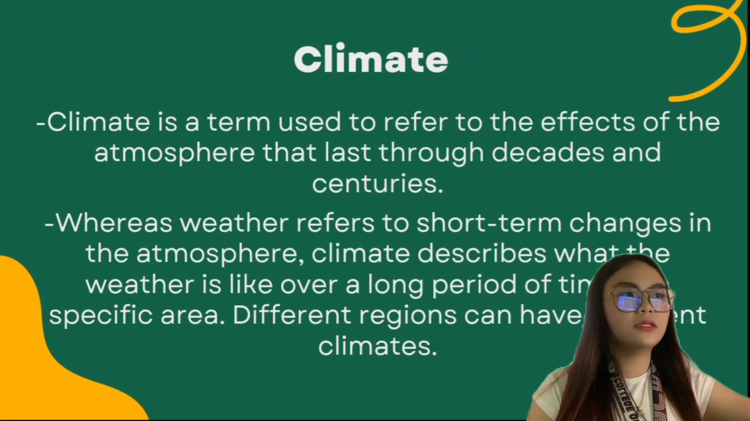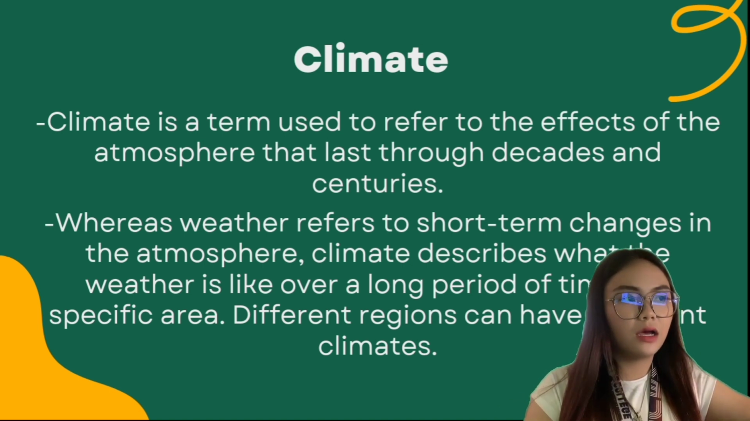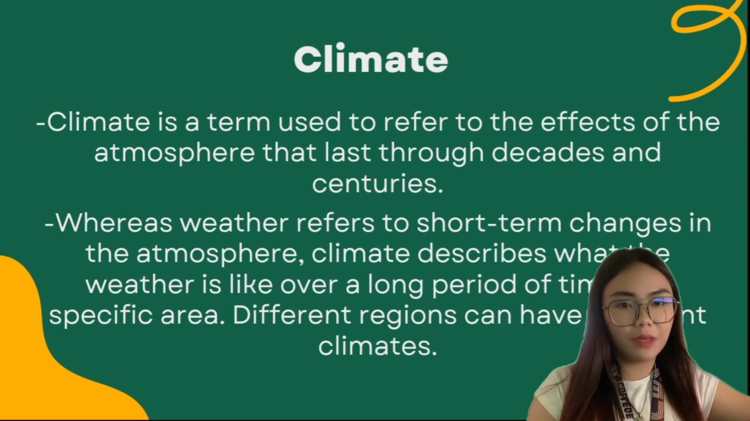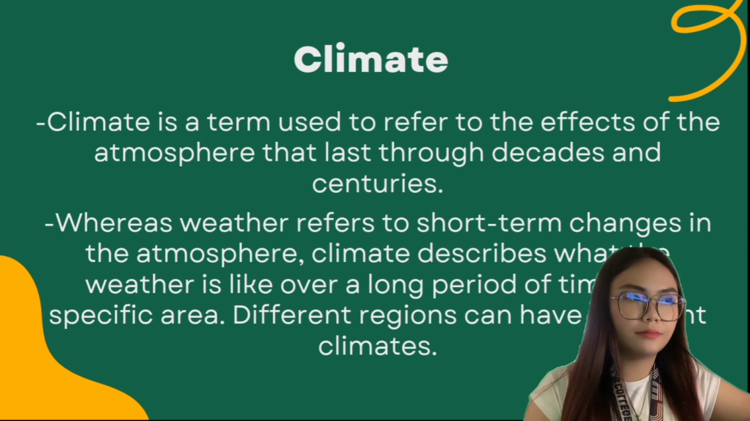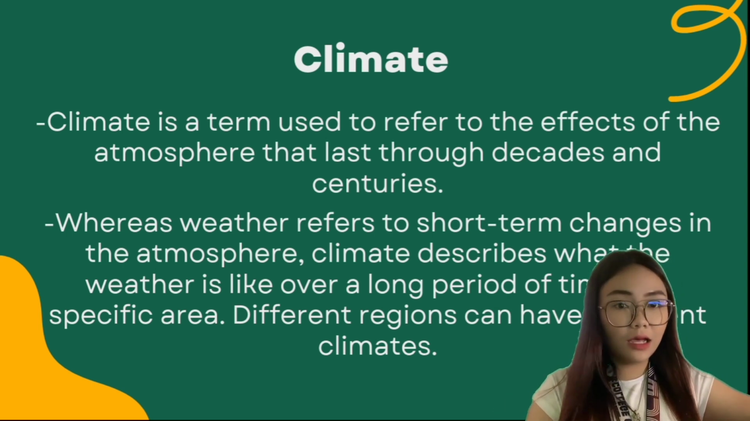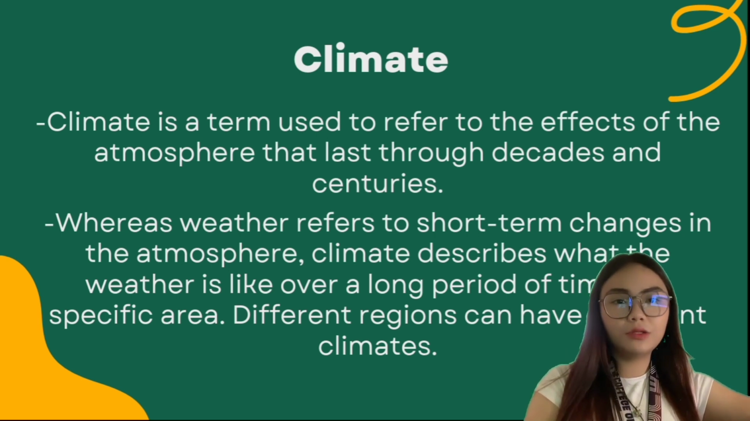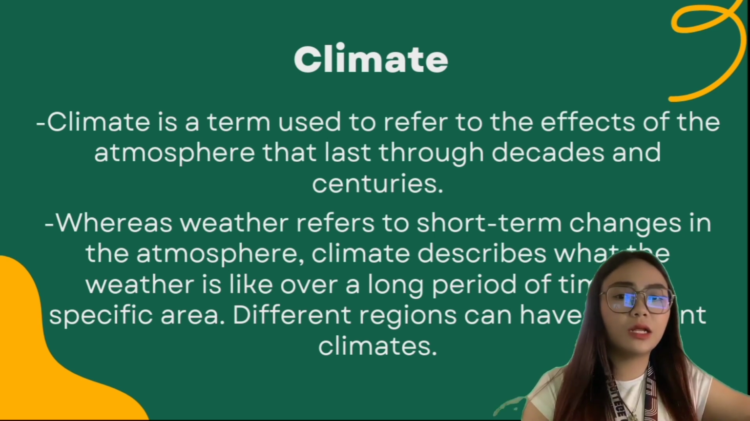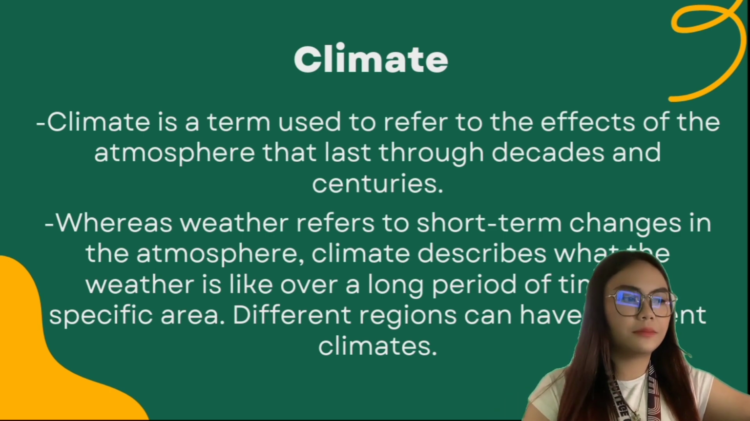However, climate is a term used to refer to the effects of the atmosphere that last through decades and centuries. So kanina, sabi natin, ang weather refers to short-term changes in the atmosphere. While here, climate, it lasts through decades and centuries. It is a long period of time in a specific area. Different regions can have different climates. So just like in weather, different regions can have different climates. Kagaya na nga lang kapag nasa ibang bansa, syempre napakalamig doon, nag-snow pa. Pero sa Pilipinas, wala naman tayong snow, so mainit lang sa atin.